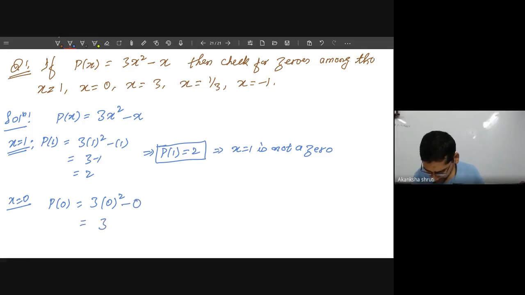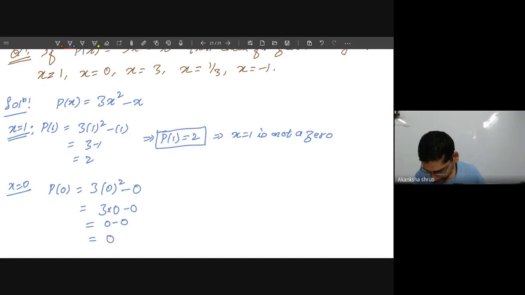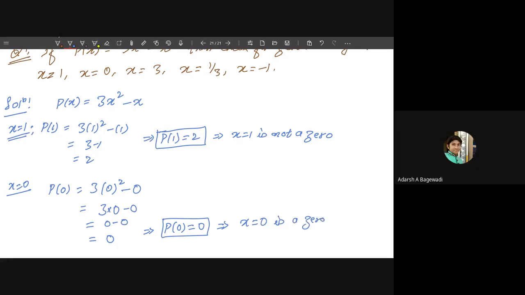So it becomes 3 into 0 minus 0. Ultimately it is 0 minus 0. What is this value? It is 0. So this implies p of 0 is equal to 0. It is a zero. Very good. 0 is a zero of the given polynomial.